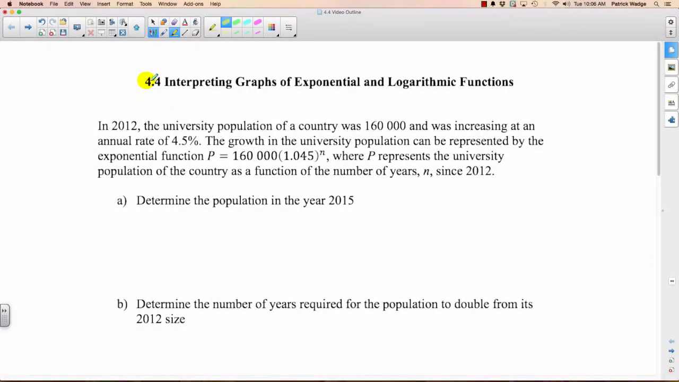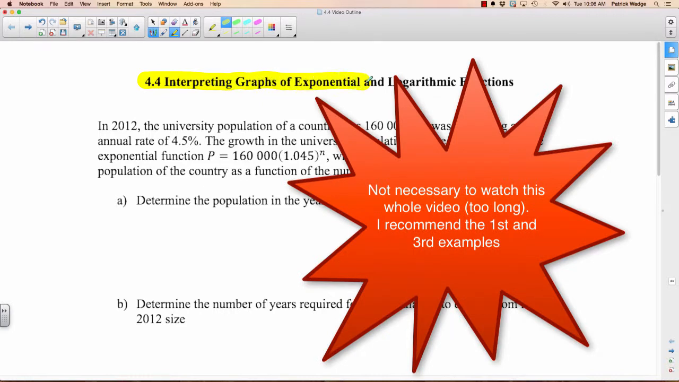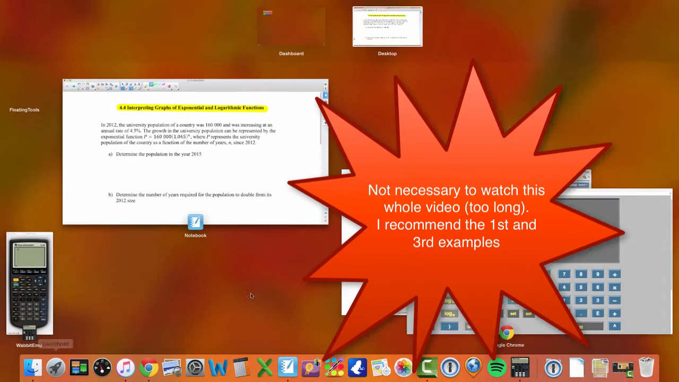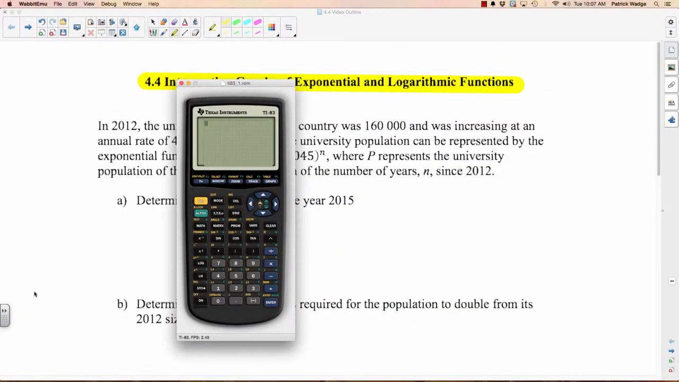to section 4.4, which has the intimidating title, Interpreting Graphs of Exponential and Logarithmic Functions. Wow, that's a long title. So in order to do this section, we're going to need a graphing calculator. So I have a graphing calculator right here, and I'll be giving you a graphing calculator in class to use.